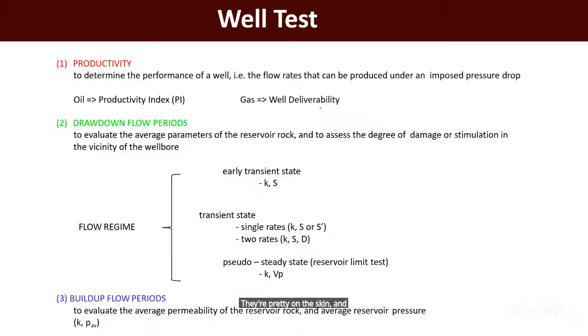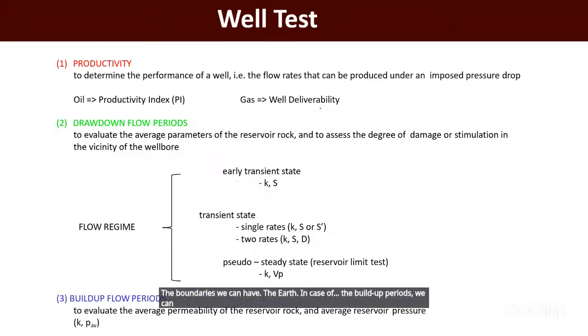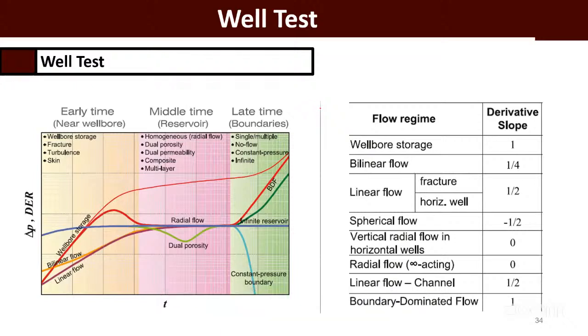And if we reach the boundaries, we can have the variability. In case of the build-up periods, we can have the average permeability of the reservoir and also the average reservoir pressure. So from the early time region, we can have the wellbore storage, if we have a fracture, if we have turbulence flow, and if we have skin.